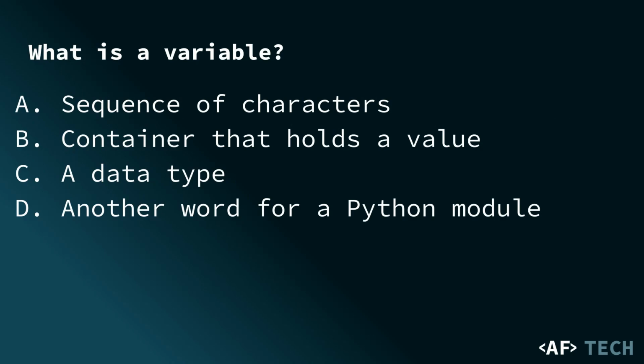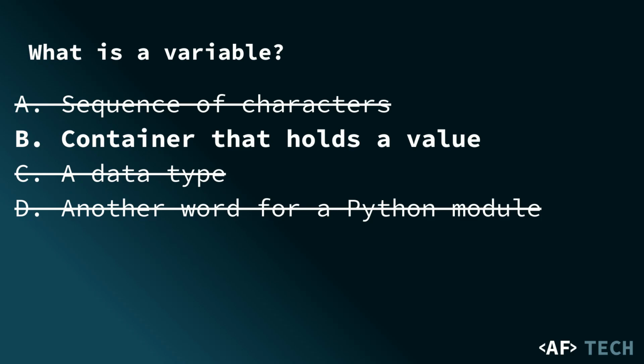So the first question is, what is a variable? Is it a sequence of characters, a container that holds a value, a data type, or another word for a Python module? It is a container that holds a value. It's not a data type. Data types are what variables hold. They hold values that are data types, but variables themselves are not data types.